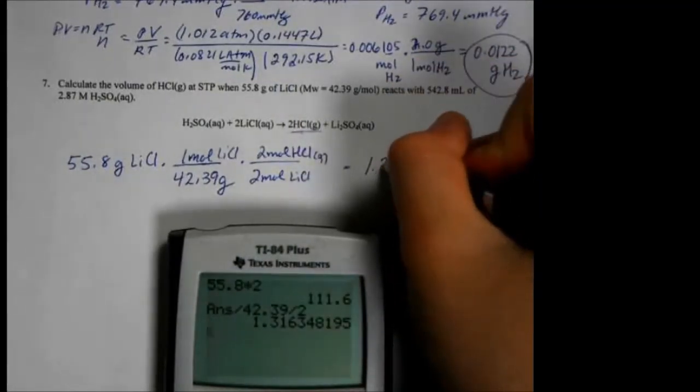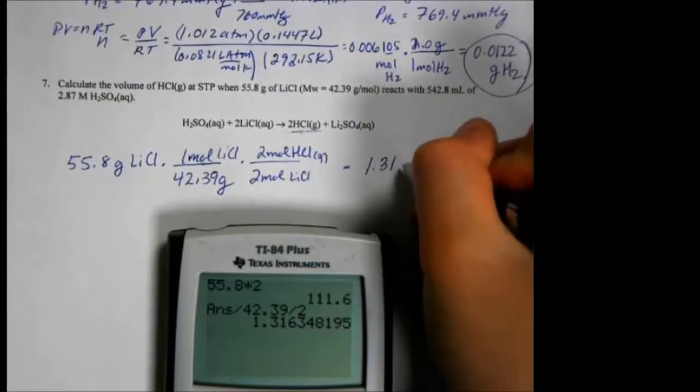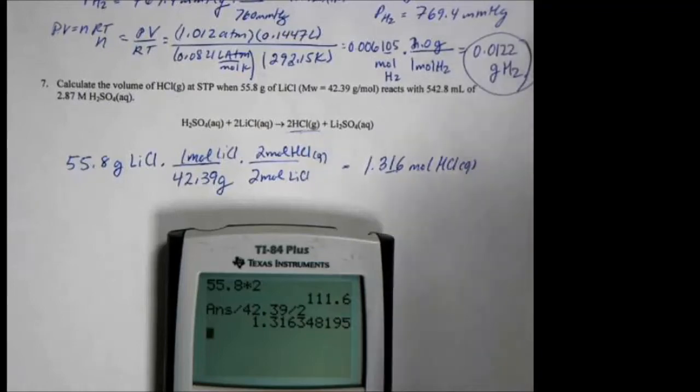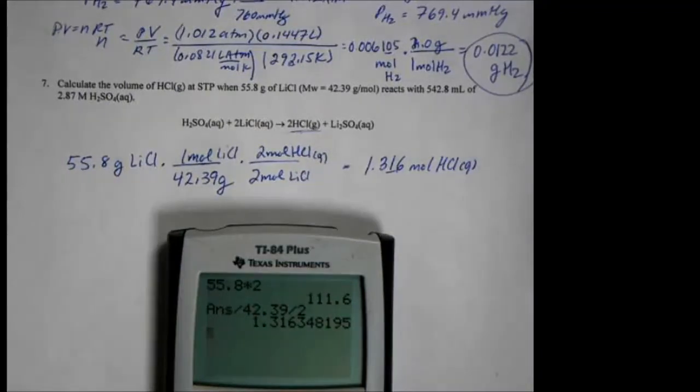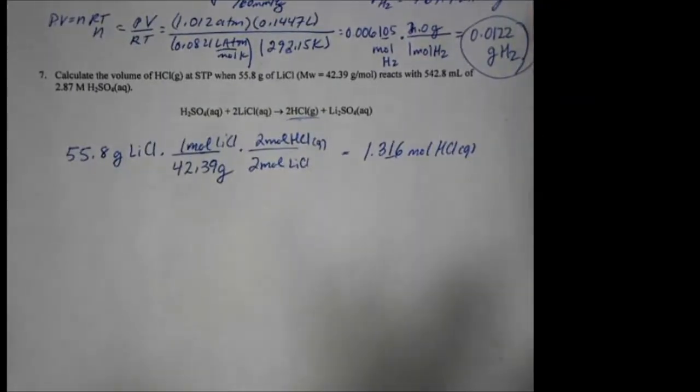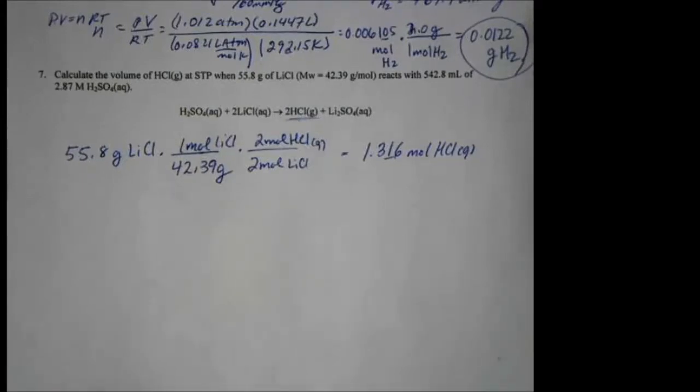So I get 1.316 moles of HCl gas. Okay, so let's try the other reactant and see what's cooking. So in the case of the other reactant, they don't give us a mass, they give us a concentration, a molarity. So we automatically know how to deal with that.